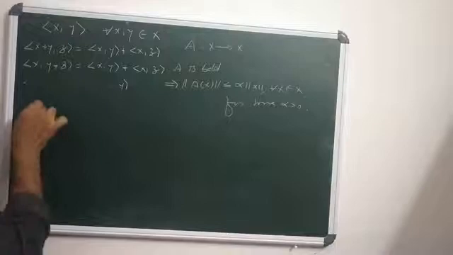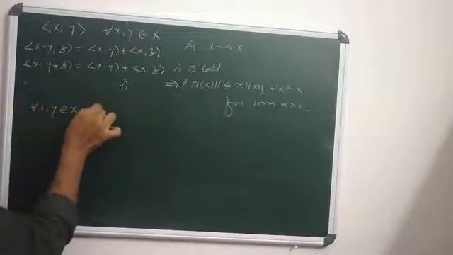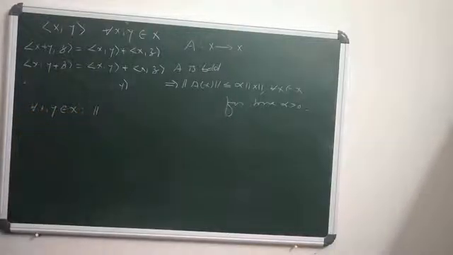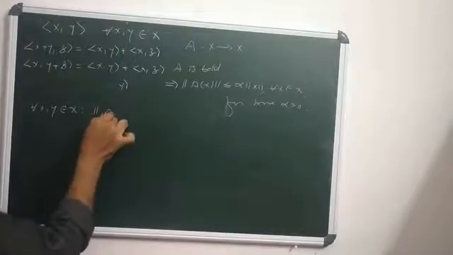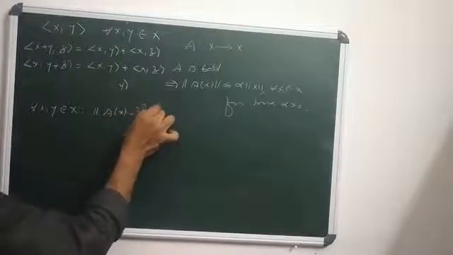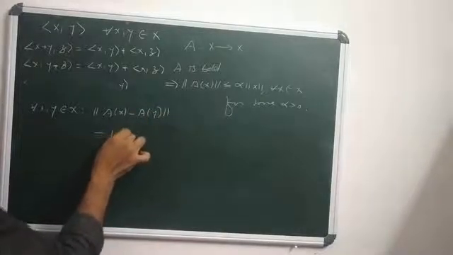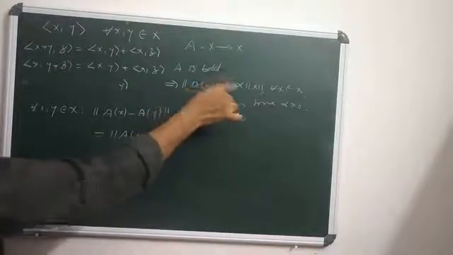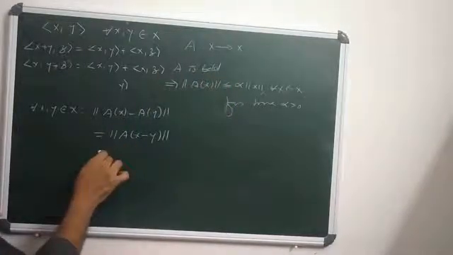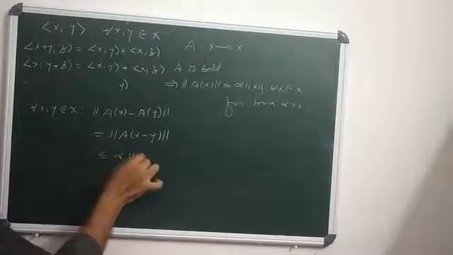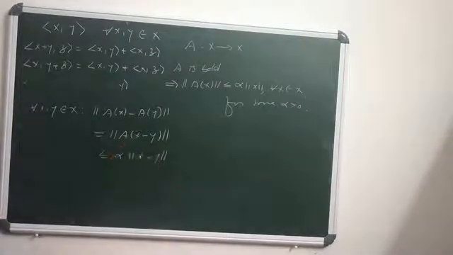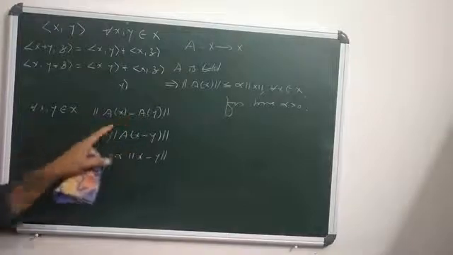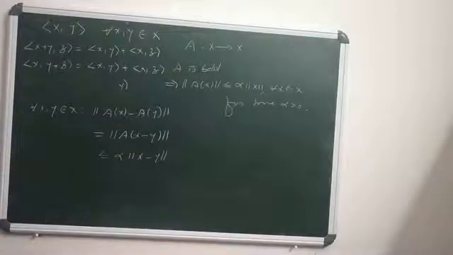So, for all x, y in X, what about norm Ax minus Ay? Norm Ax minus Ay equals norm A of (x minus y). Since A is a bounded operator, norm Ax is less than or equal to alpha norm x. So norm Ax minus Ay is less than or equal to alpha times norm x minus y. Then clearly the bounded operator is always uniformly continuous.